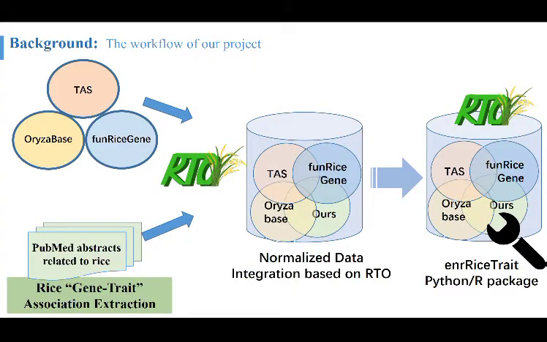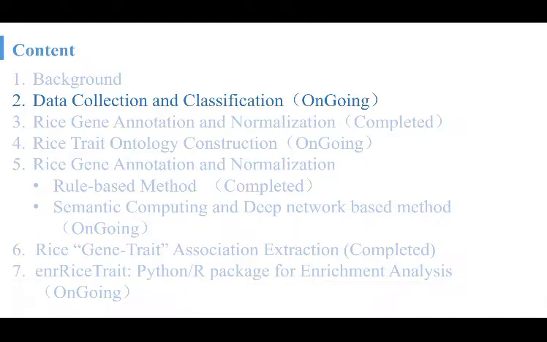Here is the workflow of our project. Integrate the data from existing databases and the data of gene-to-trait association that we have mined from the text, and normalize the data respectively. Then a Python or R package was made using the integrated results, and a RiceTrait ontology was produced at the same time.